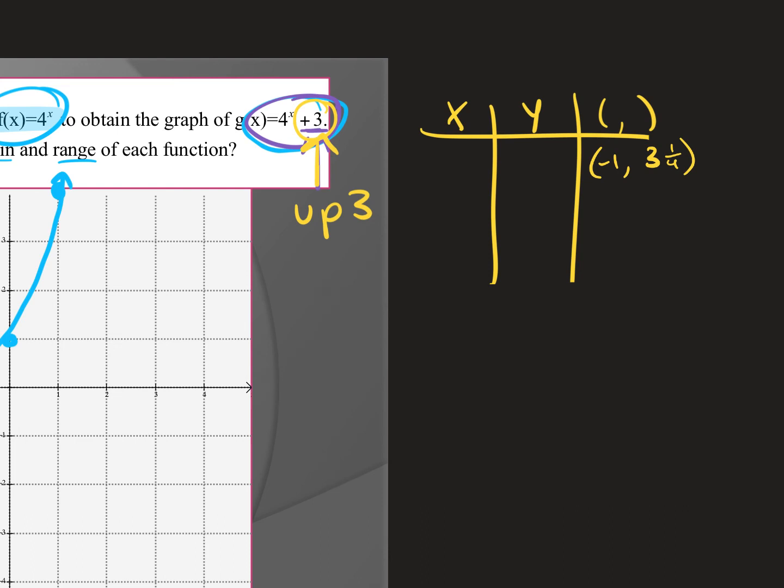When I plug in 0, so we'll plug in our points here just so we can see it worked out. So 4 to the power of -1 plus 3 would be 1/4 plus 3, which is just 3 and 1/4. When I plug in 0, I have 4 to the power of 0 plus 3. 4 to the power of 0 is 1. 1 plus 3 would be 4. So 0, 4 is my next point.